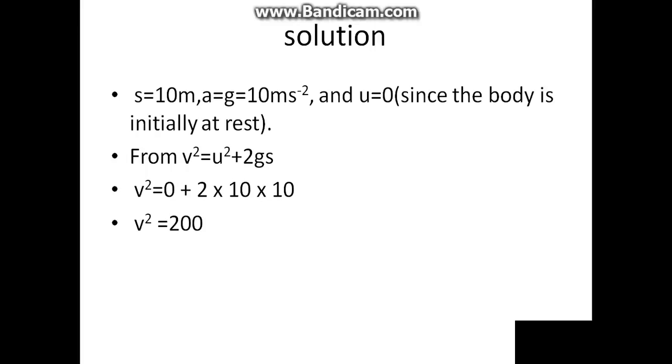Then v squared will now become 200. v is now equal to square root of 200, which gives us square root of 100 times square root of 2. v is now equal to 10 times square root of 2 meters per second.